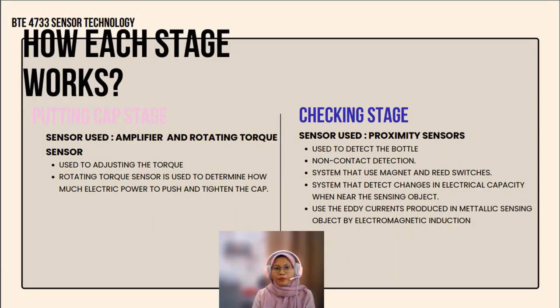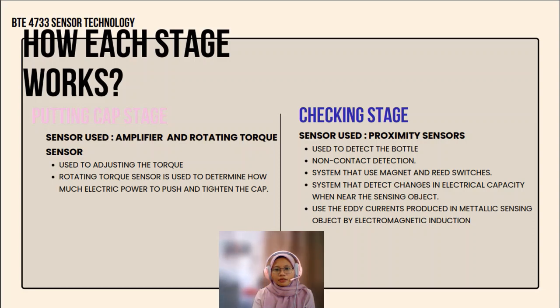Torque sensor. The amplifier sensor is used to adjust the torque. The rotating torque sensor is used to determine how much electric power is needed to push and tighten the cap. The automated packing lines include these cappers. Chuck cappers are accessories that may be mounted to cappers to help them grasp caps. A chuck capper can tighten caps that have already been applied to the container using the screw bottle. The selection of the proper capper type and size is crucial for the entire capping procedure.